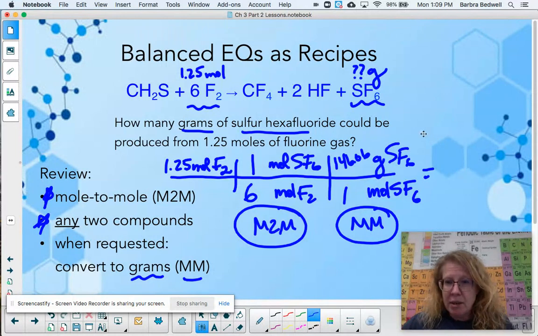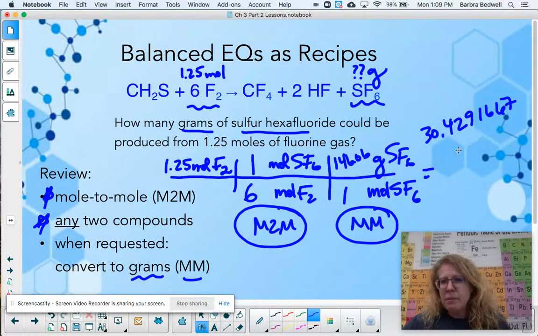And we get a crazy long number, 30.429166, whatever, 7, continuing. It's our unrounded answer. So now we have to round to sig figs. So look at your original problem for sig figs. Our original problem has 3 sig figs, 1.25. Molar mass does not affect your sig figs generally, and a mole-to-mole ratio is considered exact, so it will never affect your sig figs either.